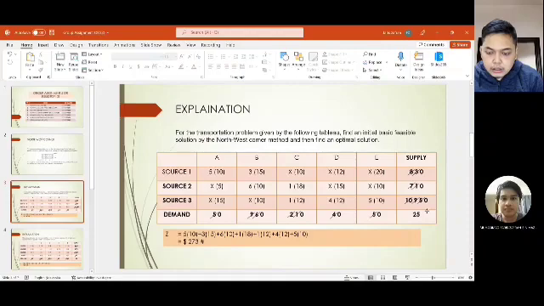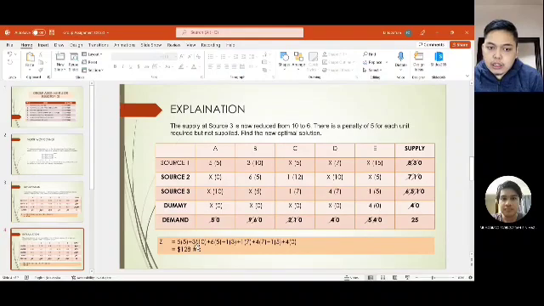10 minus 1 is 9. So the lowest is 4. So in source 3E I put 5 because the value of supply and demand is only 5. So the optimal solution is 5 times 10 plus 3 times 15 plus 6 times 10 plus 1 times 18 plus 1 times 12 plus 4 times 12 plus 5 times 10. So the last total is 273.